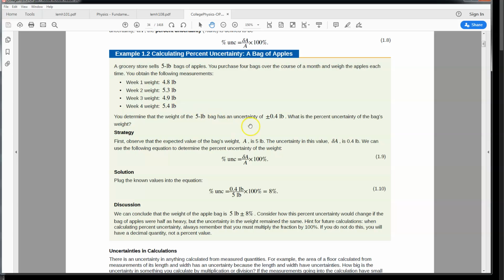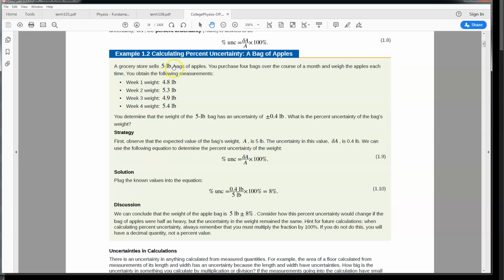I think this uncertainty of plus or minus 0.4 pounds might actually be the uncertainty that you would get on the bag, meaning that on the bag it tells you 5 plus or minus 0.4 pounds or something like that, probably. That way it makes sense, because the last time I tried to make sense of this number based on these numbers, I didn't get anywhere with that line of thinking.